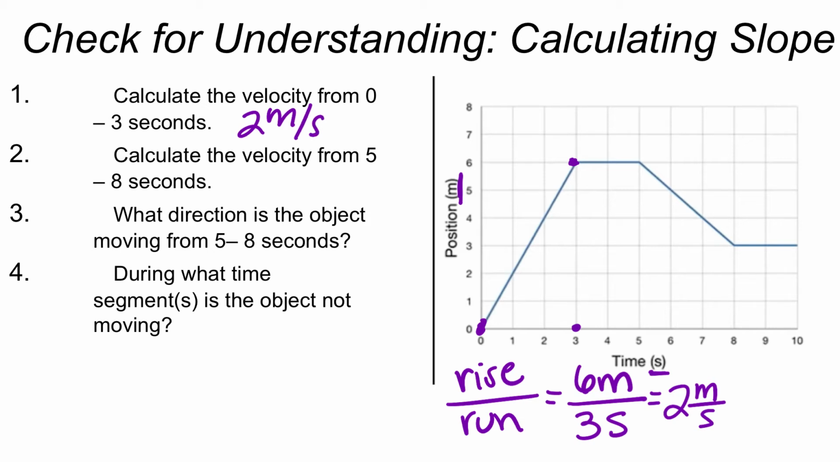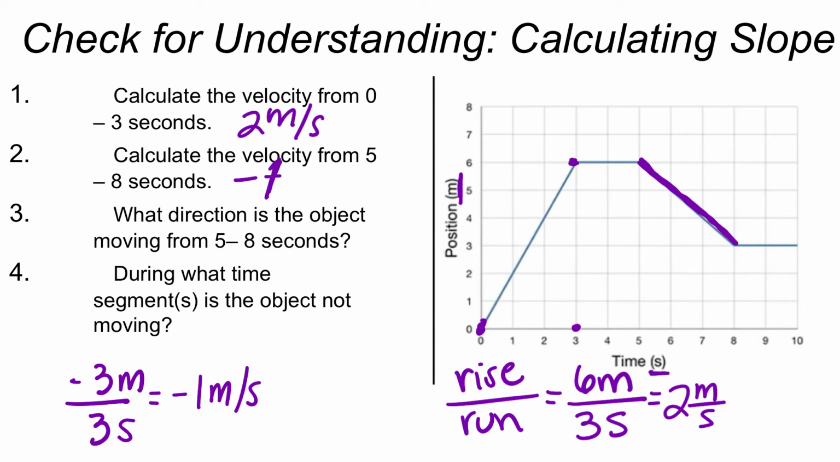For question 2, we're calculating the velocity from 5 to 8 seconds. So now we're looking at this line right here. And again, we're going to do rise over run. This time we started at 6 up here, and we're ending at 3. So we're dropping negative 3. And our run from 8 minus 5 is 3 seconds. So negative 3 meters divided by 3 seconds is negative 1 meter per second. So our velocity there is negative 1 meter per second. So we're going in the negative direction at a rate of 1 meter per second.